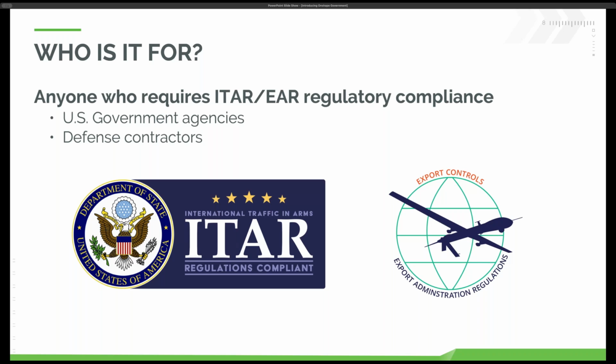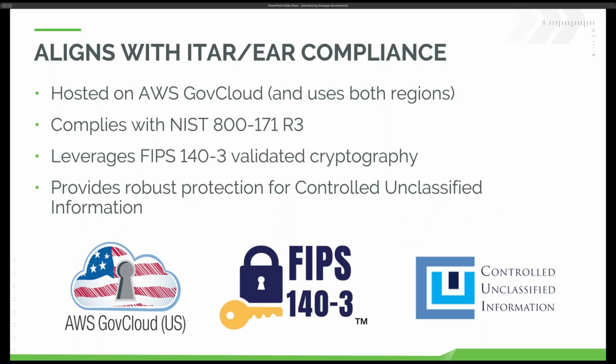There's a couple things to point out if you're interested in the nitty gritty. It aligns with ITAR and EAR compliance for a number of reasons. Number one is we're hosted on AWS GovCloud. We're utilizing both regions in the United States. We're complying with NIST 800-171-R3. This is a standard which specifies how you handle sensitive information. We leverage FIPS 140-3 cryptography. So we're actually keeping things encrypted at rest as well as in transit using the FIPS standard. And we provide robust protection for controlled unclassified information.